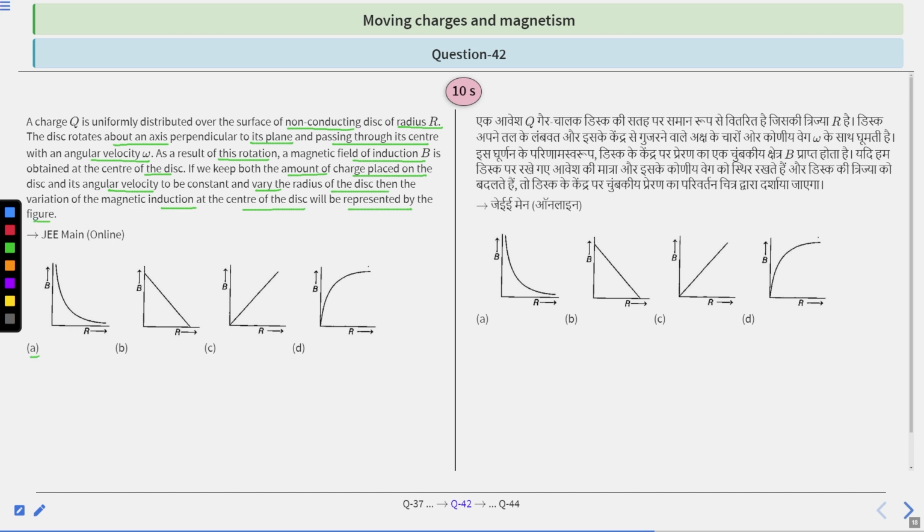Given option A, option B, option C, or option D. So which one is correct? You have 10 seconds to solve this question. After 10 seconds, we will provide the solution.